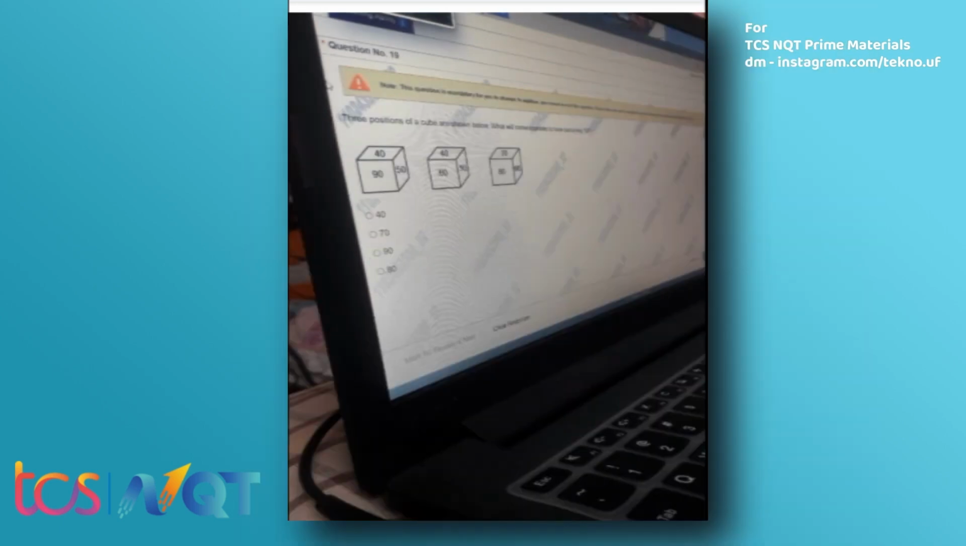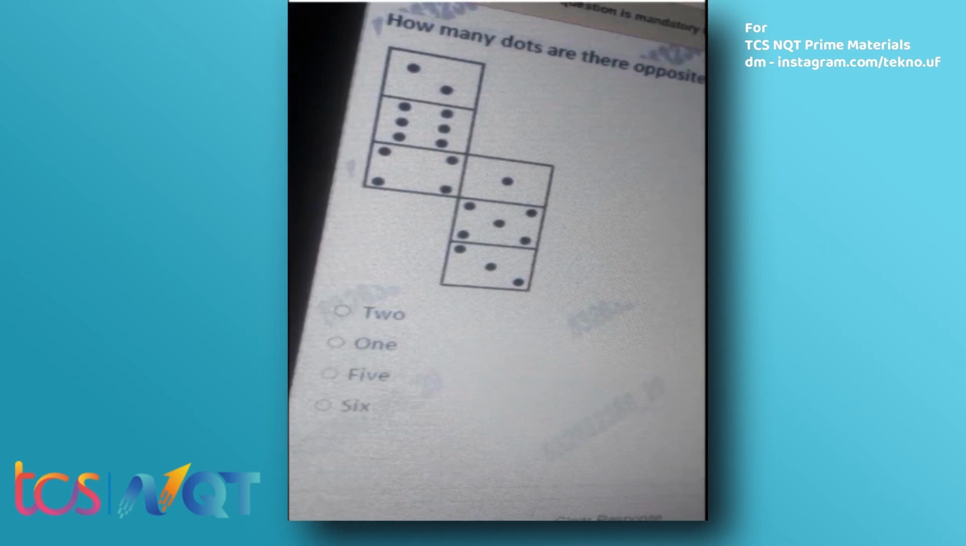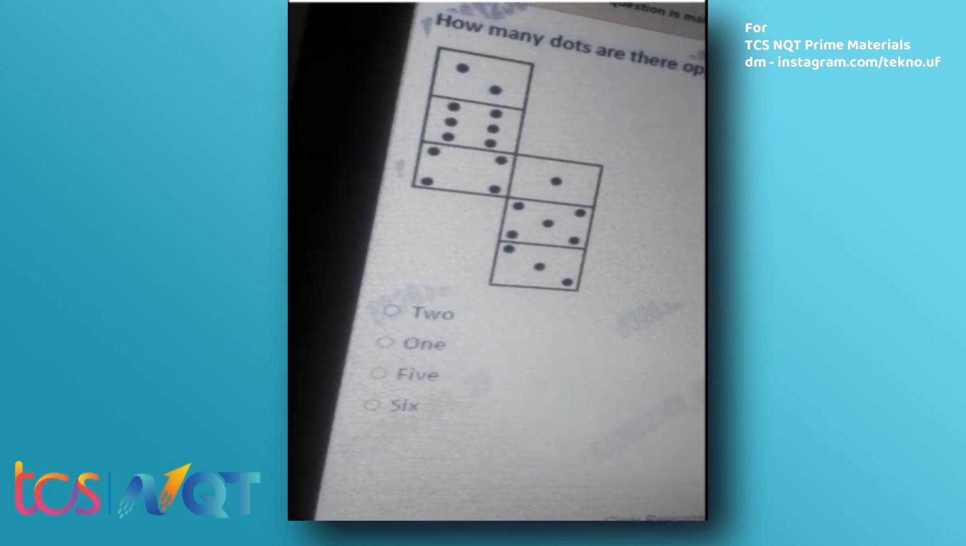Okay, let's go to the next question. The next question is an open dice based problem. As I have said earlier, in this type of problem, you need to know what is opposite. Let me read the statement: you have to find the opposite of 4 dots. So let's go to the solution part.